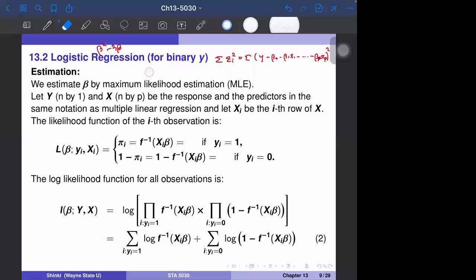But in logistic regression, we have the link function f, so it's more complicated than usual. We think about the f inverse of beta naught plus beta 1 x1. Suppose we only have one term; this is still a really complicated function of beta naught and beta 1 if we include f inverse. So we use the concept of MLE, the maximum likelihood estimation, which we introduced in chapter 11.